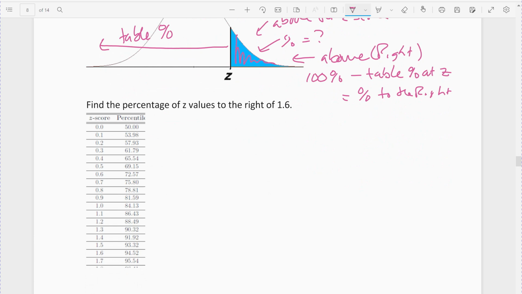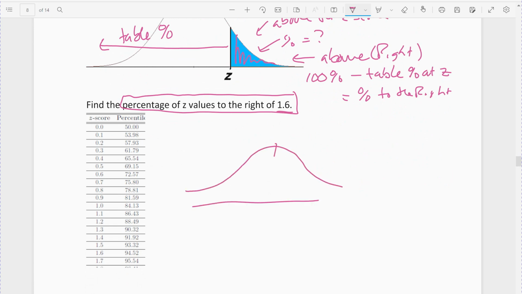So if I want to find the percentage of z-scores to the right of 1.6, again, I'm going to draw the picture. There's my mean at 0, so 1.6 is above it, because it's positive, so 1.6 lands here. It's 1.6 deviations above. And I want to find this percentage. What's the percent that lands above that, to the right? Well, the table gives me this percent. So I look up my table value, I'm going to use my highlighter to find it. So I look up my 1.6 on my table, and that puts me here.